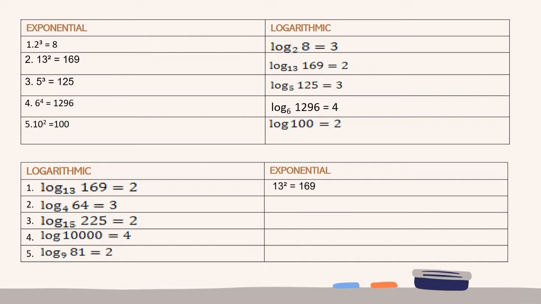For example, logarithm of 169 to the base of 13 is equal to 2. Its exponential form would be 13 squared is equal to 169. So how did we get this answer?